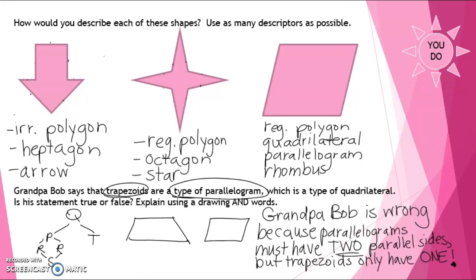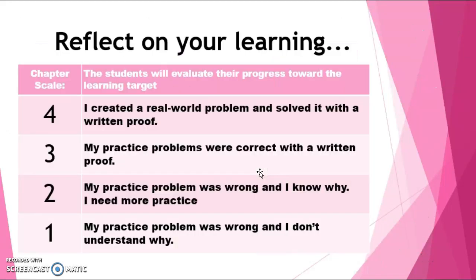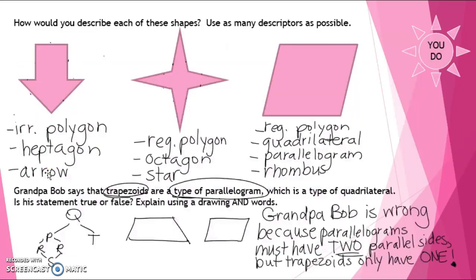Okay, boys and girls, take a moment and check your answers. See if you got your answers correct. Write down any questions that you have, and then take a look at the scale for what you did today. If your answers were wrong and you can explain why they were wrong, you are a 2. But if your practice problems were right and you can explain why, you are a 3. Pause the video and we'll see you next time.